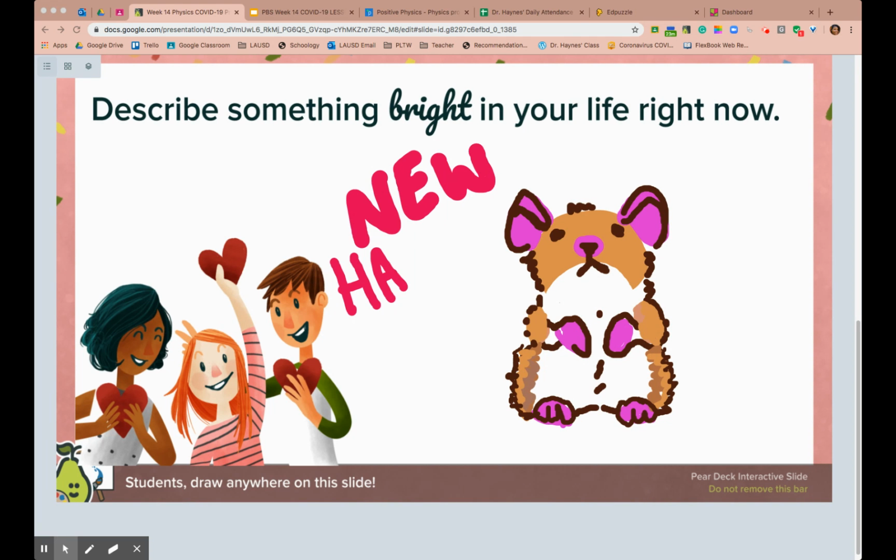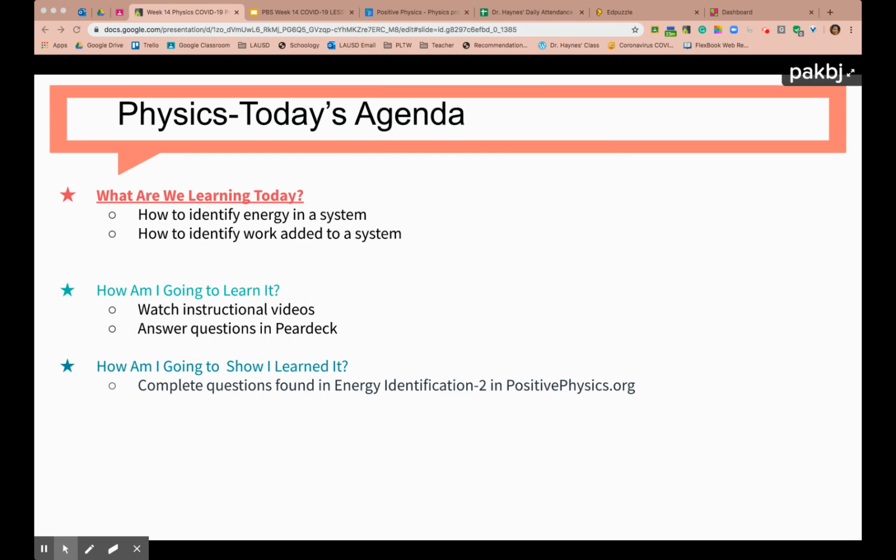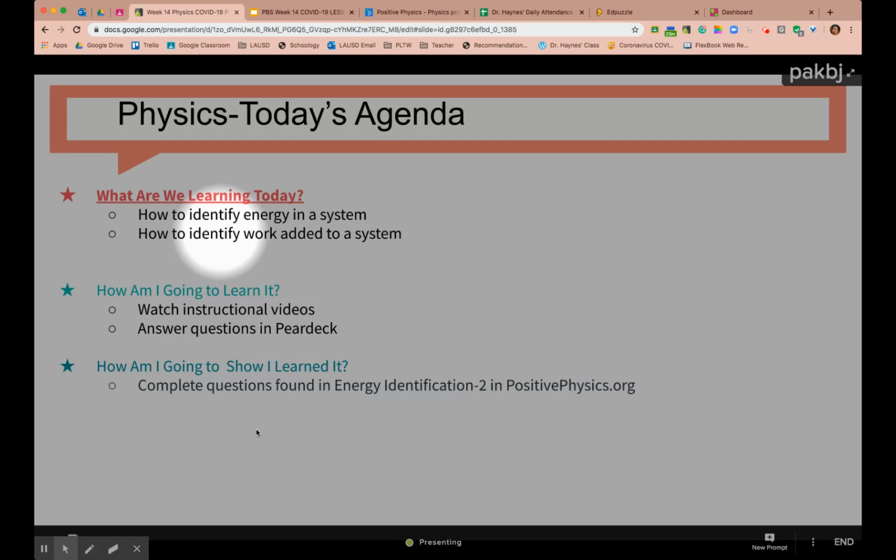So let's look at our agenda. Today we're learning how to identify energy in a system, and then we're going to learn how to identify work added to a system. You're going to learn this by watching an instructional video and answering some questions in Pear Deck. That way I can see if you understand. And then you're going to show you've learned it by completing questions found at Energy Identification 2 in positivePhysics.org. Okay.